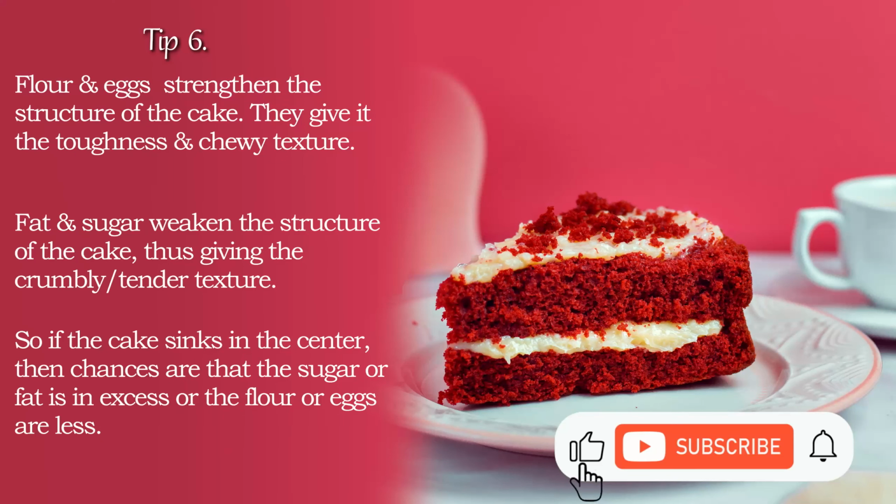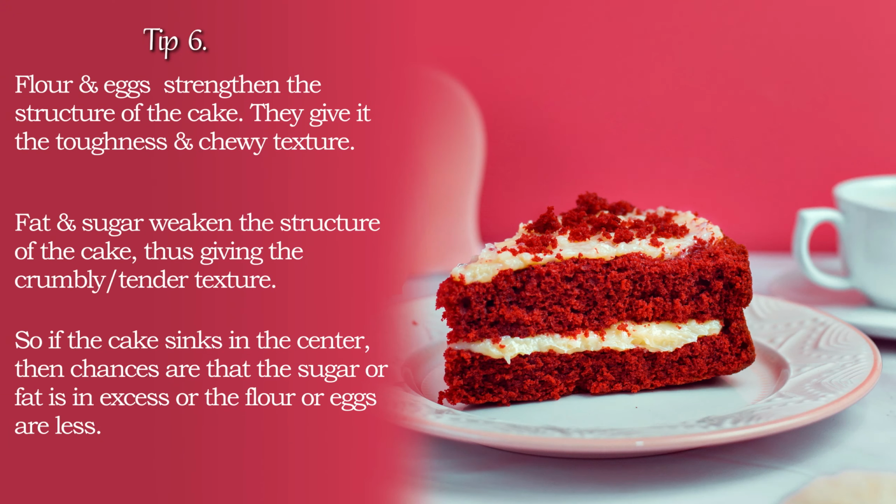Flour and eggs strengthen the structure of the cake. They give it the toughness and chewy texture. Fat and sugar weaken the structure of the cake, thus giving the crumbly and tender texture. So if the cake sinks in the center, then chances are that the sugar or fat is in excess, or the flour or eggs are less.